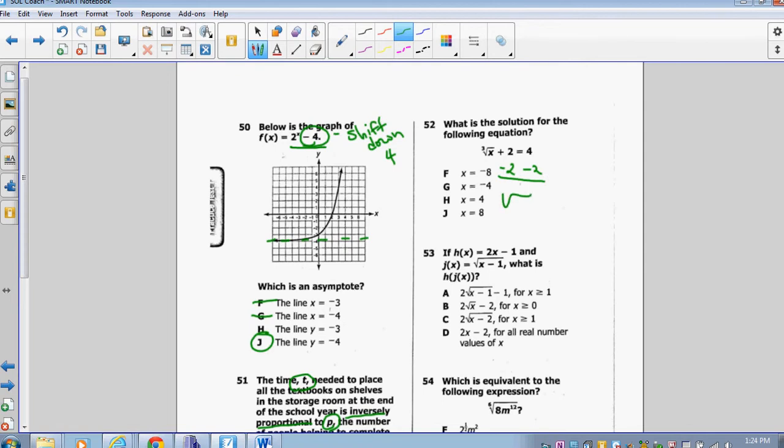And you get the cube root of x is equal to 2. And then to undo cube root, what you want to do is cube both sides. So that will cancel out your cube root, and you just get x equals 8.